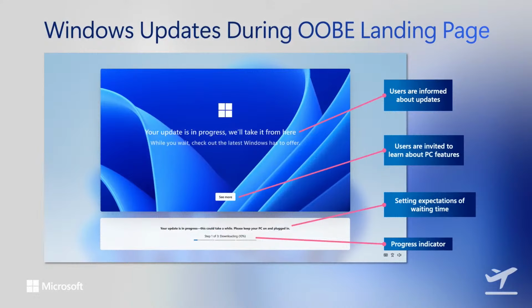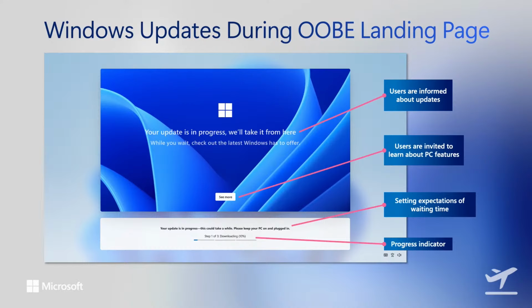Here is how the landing page UI looks like. Users are informed about the updates occurring at the top. Users are also invited to learn more about their PC features by clicking See More. Next, we are setting the expectation and the duration of the update. And there is a progress bar indicator that shows the user which phase they are in. For example, if they are downloading or if they are installing the update.